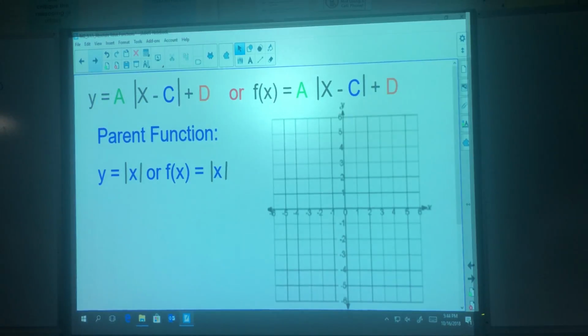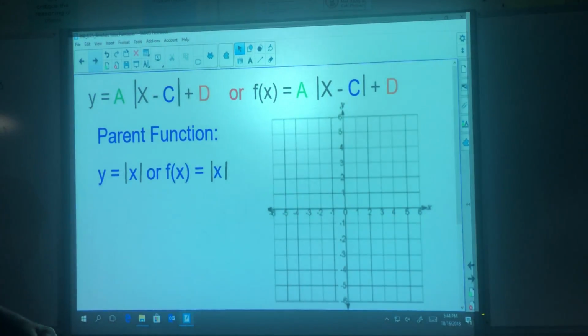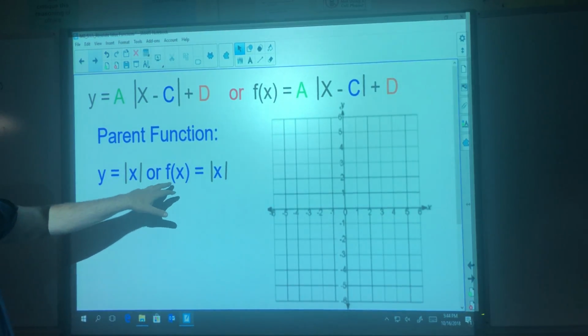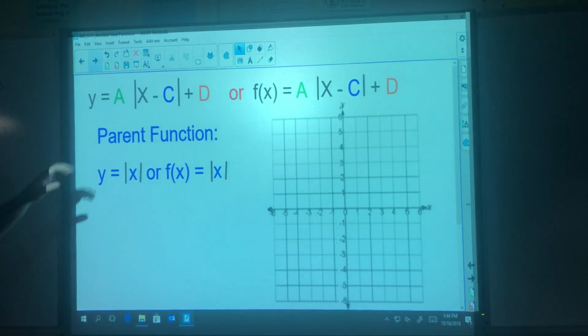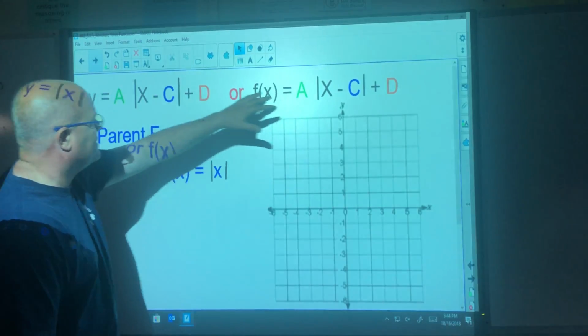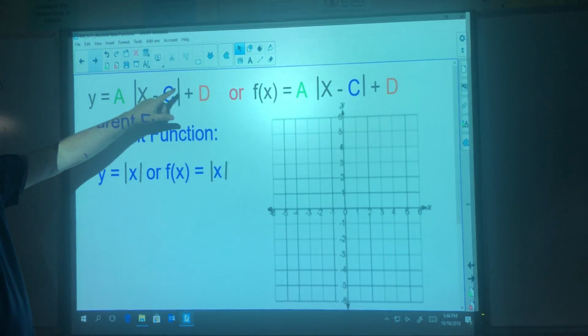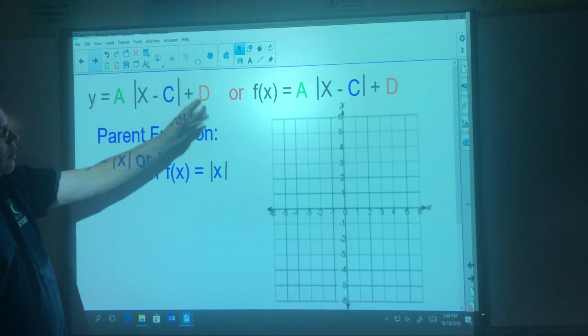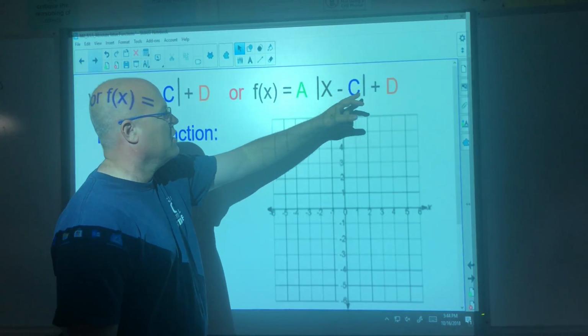All right, first thing is the parent function, or the most basic function for an absolute value, is y equals absolute value of x. That's equation notation, or function notation, f of x equals absolute value of x. Now, I'd like you to have these formats down. We'll be talking about this, but y equals a times the absolute value of x minus c plus d, or f of x equals a times the absolute value of x minus c plus d.